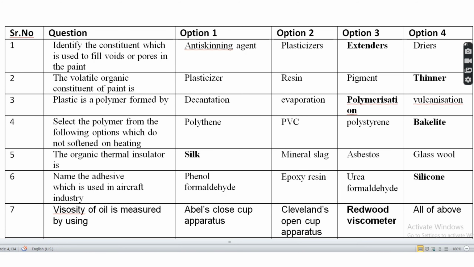Welcome dear students. This is the fifth part of important MCQs of basic chemistry. These MCQs are based on the third chapter: paint, varnish, polymer, lubricant and adhesive.